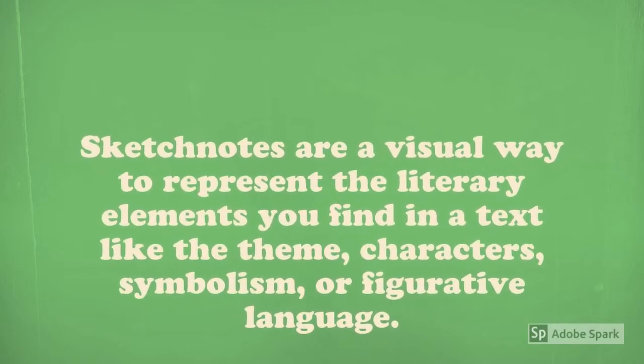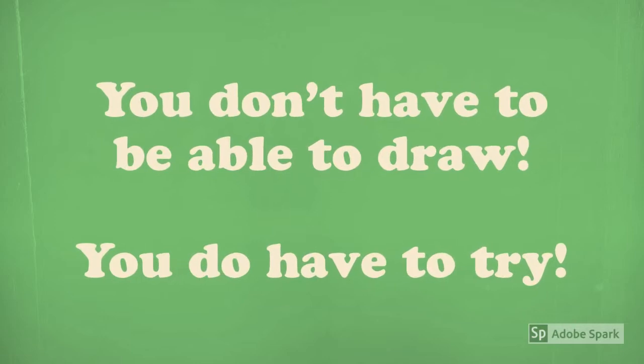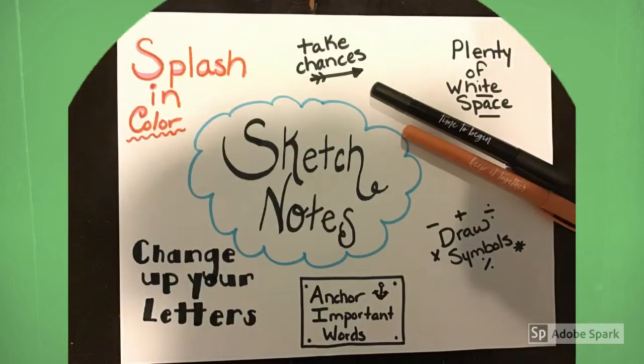Sketchnotes are a visual way to represent the literary elements you'll find in a text, like the theme, characters, symbolism, or figurative language. You don't have to be able to draw, you do have to try.